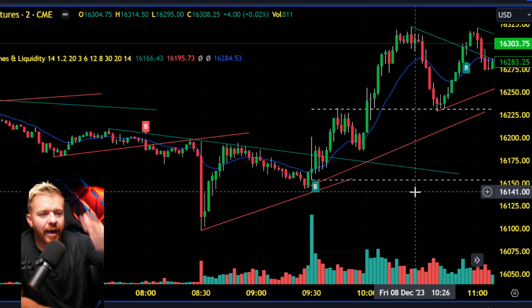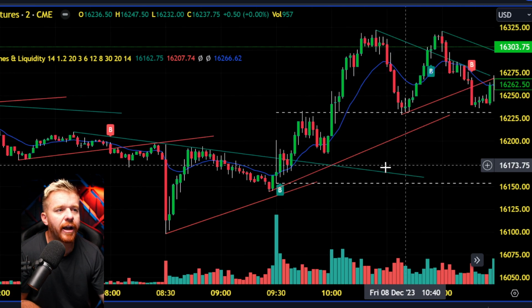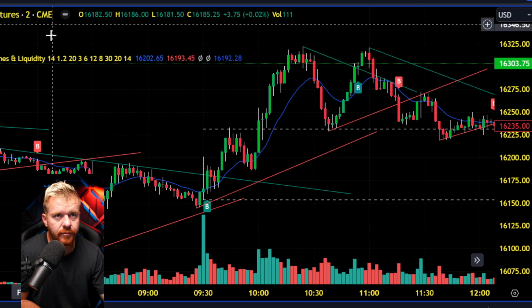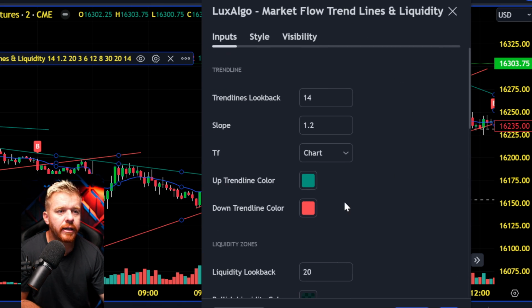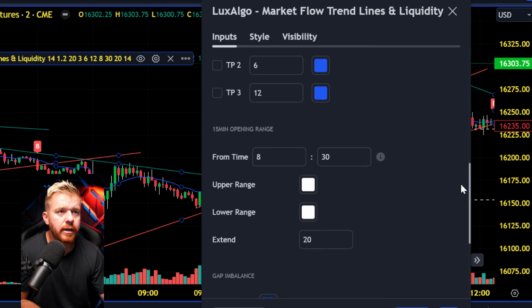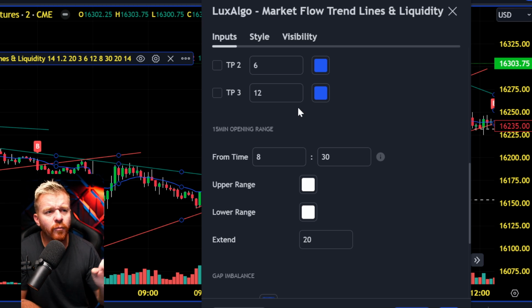Obviously, there is no indicator that can tell you exactly what's going to happen, but this is a pretty good one to give you some actionable ideas. Also, on the indicator, we've got the all new 15-minute opening range. For some reason, if you want the actual 9:30 Eastern 15-minute opening range to work, put it as 8:30. Put 8:30 there, and it'll actually work.